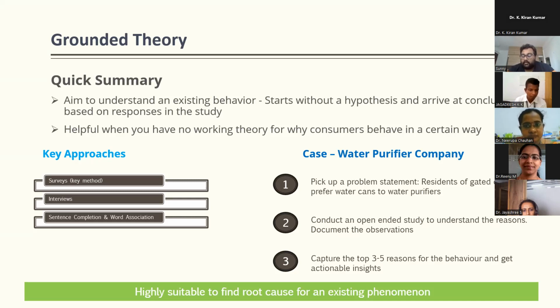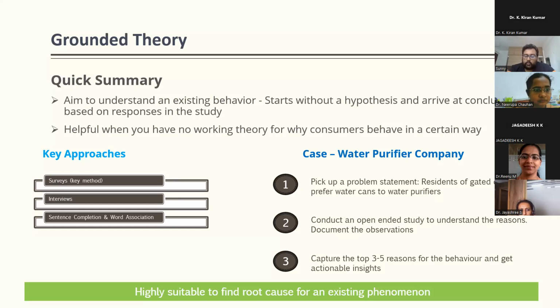Let's say residents of gated communities prefer water cans to water wheels. Let's say that's the data point that you have, and you want to understand the reason, right? Since it's a straightforward question, you can conduct an open-ended study where you launch a survey to understand the reason, right? Document your observations. It's a very qual-quant kind of study, where you classify the observations, classify the reasons stated by people, and come up with the top 5 reasons, right? So that's how grounded theory works.